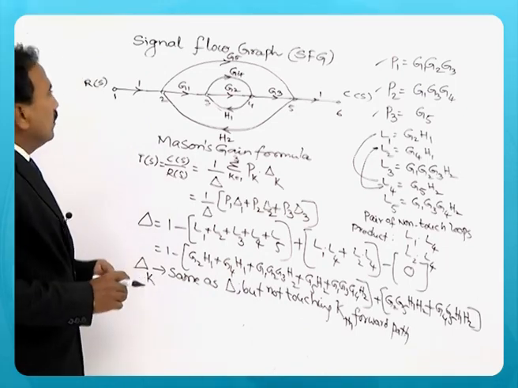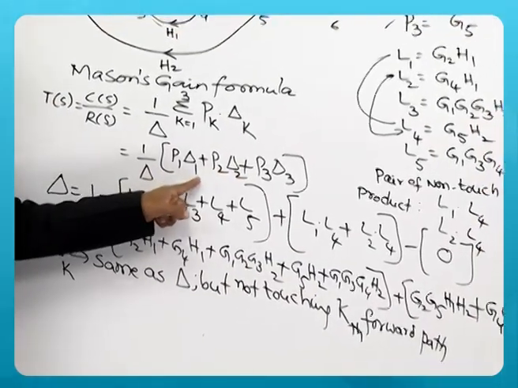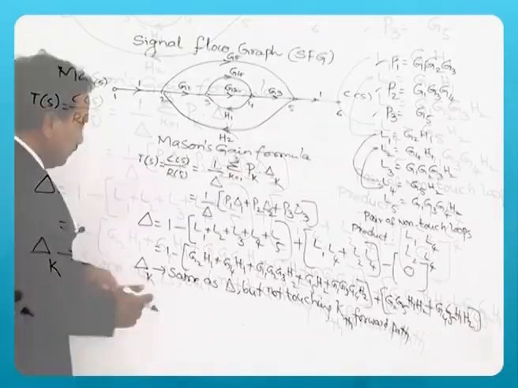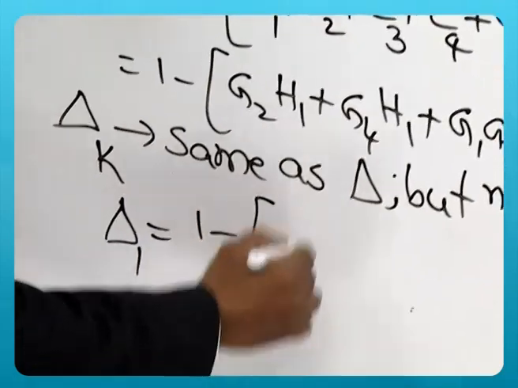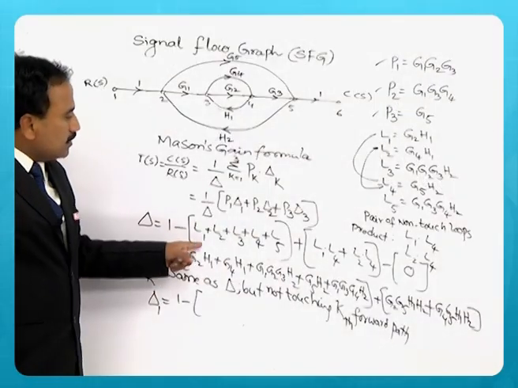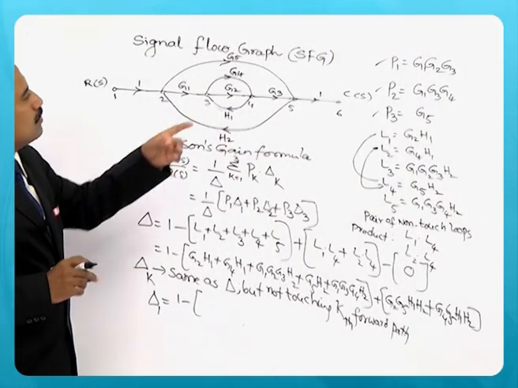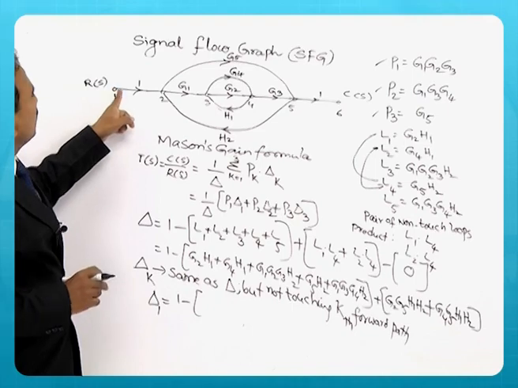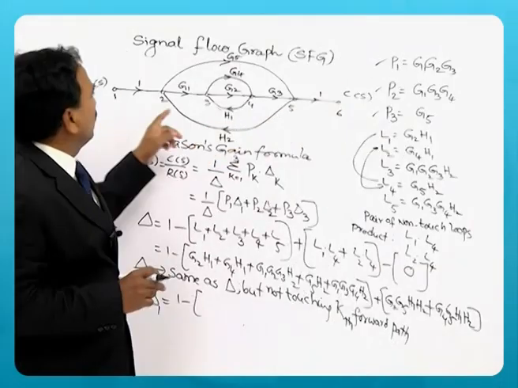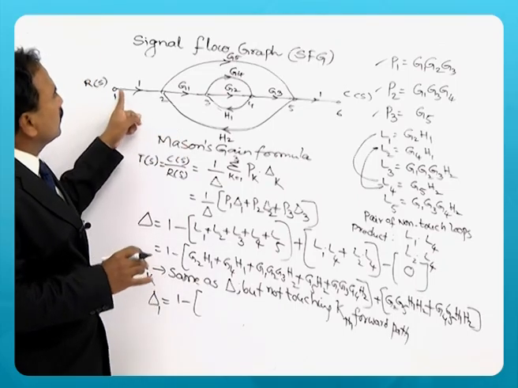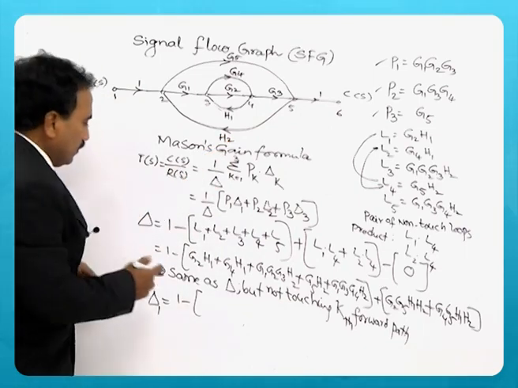Now let me write delta 1, because you can see in the formula P1 delta 1, P2 delta 2, P3 delta 3. Delta 1 is 1 minus the sum of the loop gains not touching the first forward path. What is the first forward path? You have identified that G1, G2, G3 is the first forward path. So is there any loop which is not touching this first forward path? No. So it is 0.